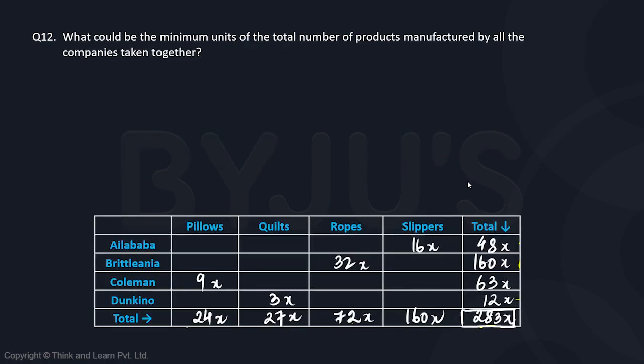Question number 12. What could be the minimum units of total number of products manufactured by all the companies taken together?